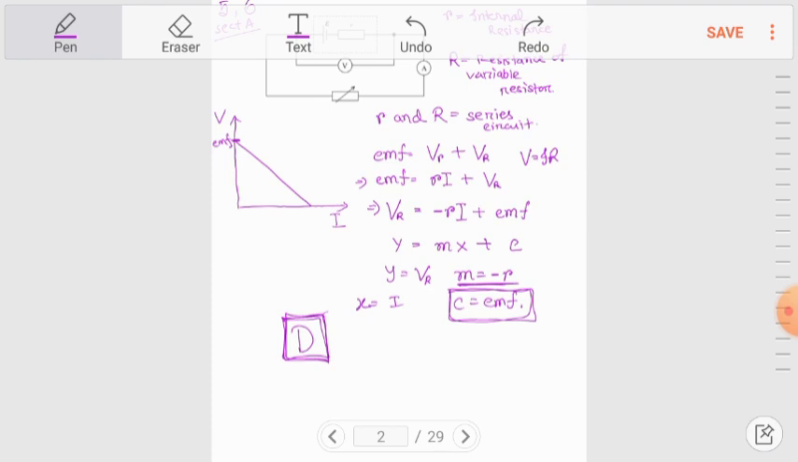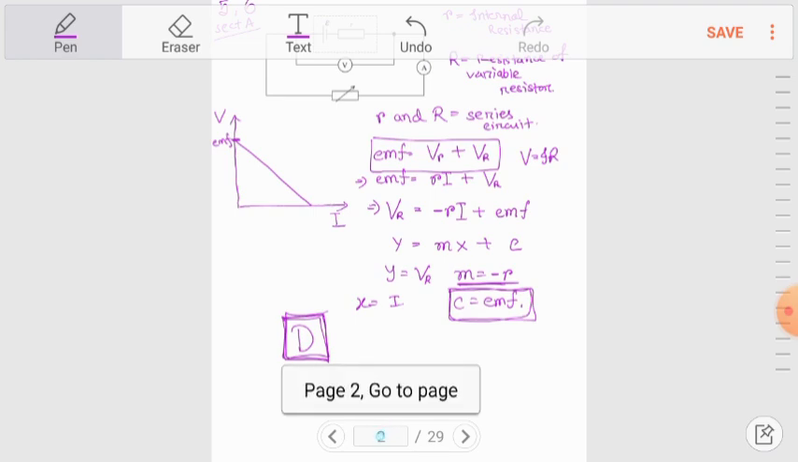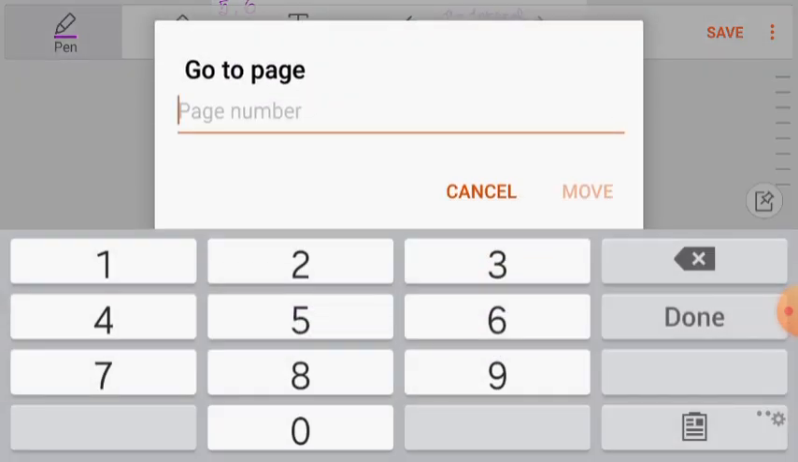Again, I'm going to use the equation EMF equals the voltage of the internal resistance plus the voltage of the variable resistance. That is, EMF = V subscript small r + V subscript capital R. If I use this, I don't have any space, so I'm moving to another page for question number 6.